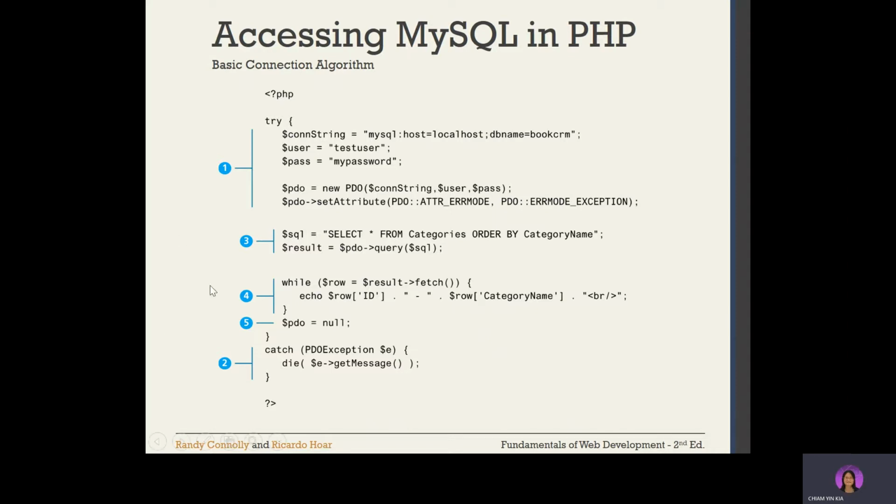So basically, normally 1, 2, and 5 are fixed. 3 and 4 depend on the request from the user, and we will execute the query, depending on whether we want to retrieve. There are 4 main actions that we can do in the database. The CRUD actions are: either we want to create a new record, read a record from the database, update a record, or delete a record from the database.